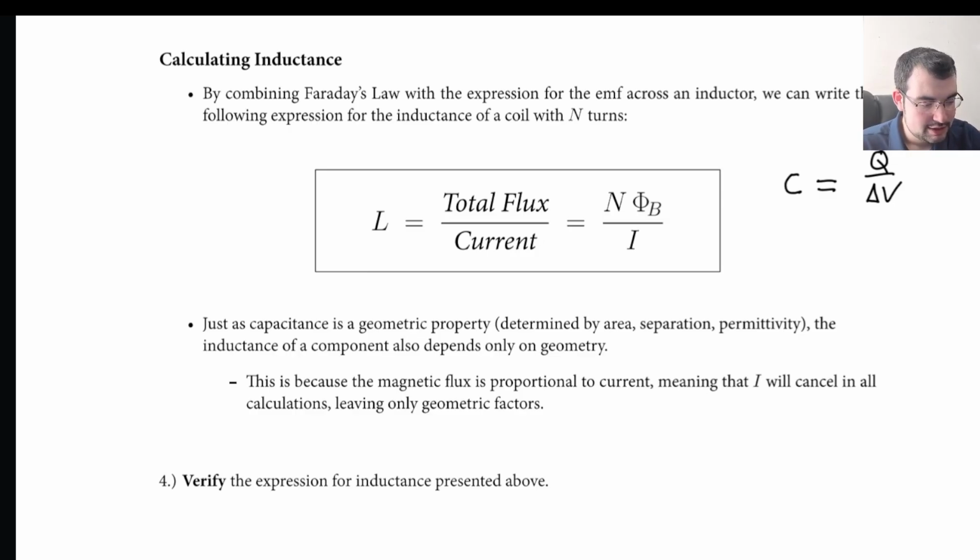Because if inductance tells you how good you are at storing flux per current, well, it depends on flux. And what is flux? Well, it's B field times area. And what affects B field? What generates B field? Moving charges, which are currents. So I will cancel out.